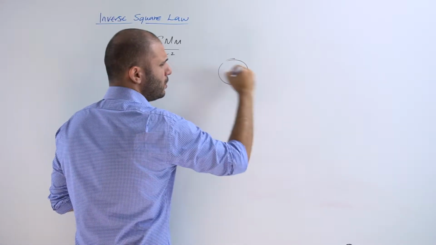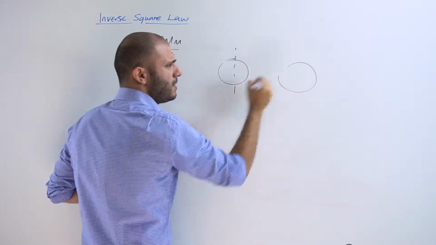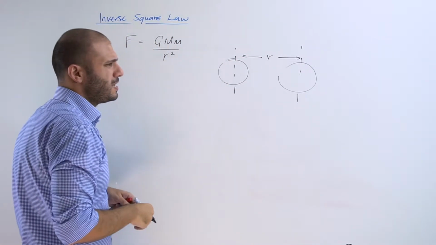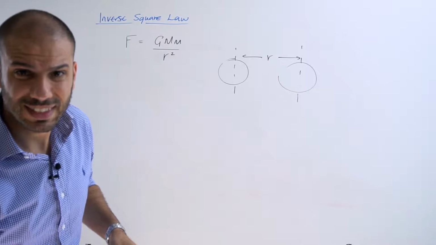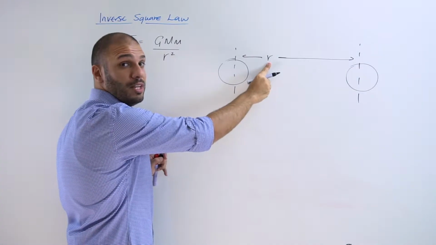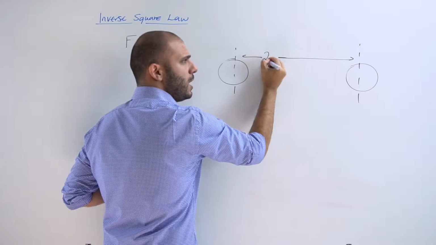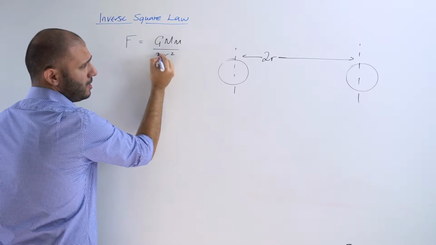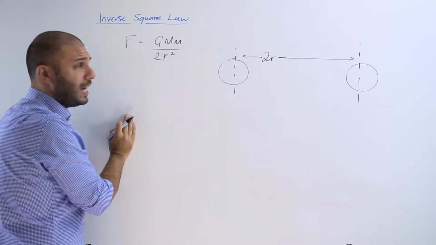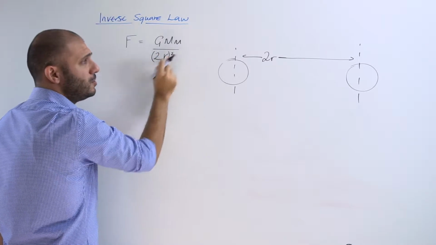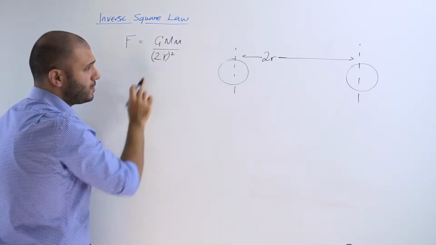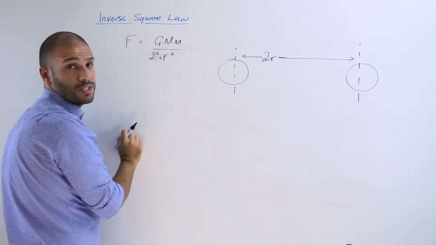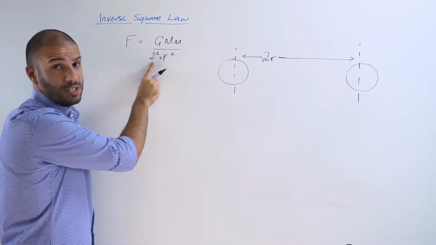So let's say we've got two objects, and at first they were at a certain distance r away from one another. Let's decide to double that distance. So now the value of r is going to be twice the original value, 2r. That means that this value here becomes 2r. And remember, all of this value is squared. So that is the same as saying 2 squared times r squared. And we all know that 2 squared is 4.